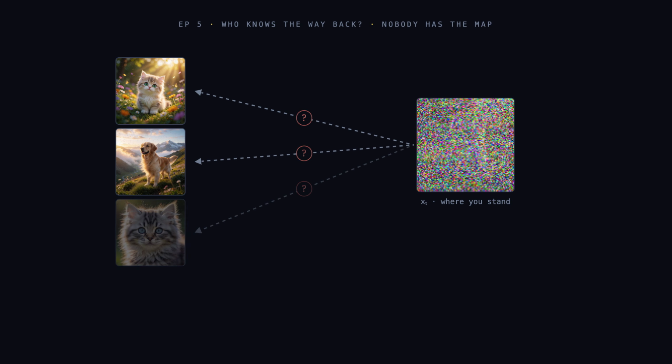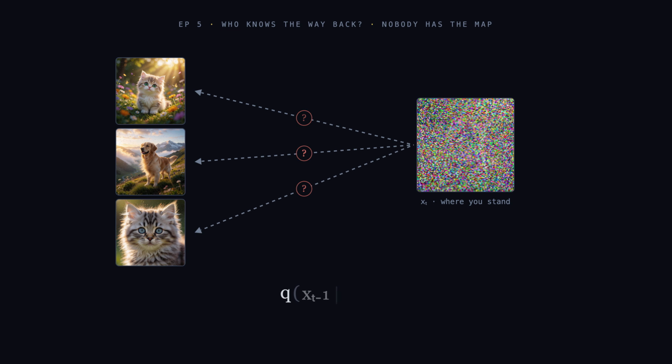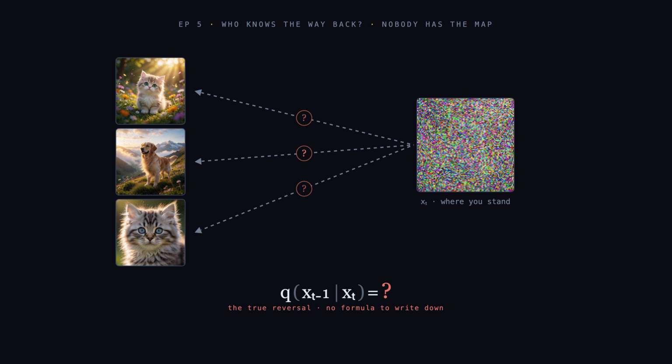Look at this noisy image xt. Several different, cleaner images could have produced something similar after noise was added. It might have come from a cat, a dog, or many other images. So xt does not tell us one exact previous image. The true reverse probability exists, but we cannot calculate it directly without knowing the full distribution of real images.